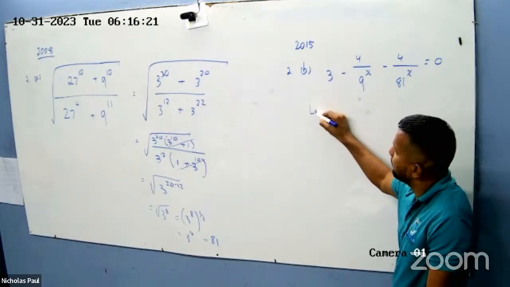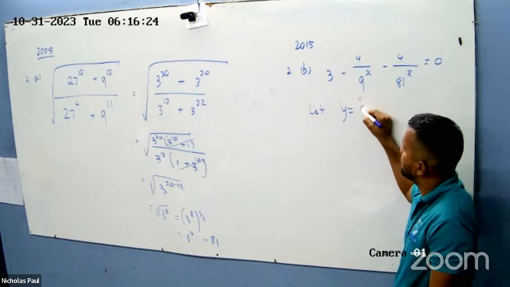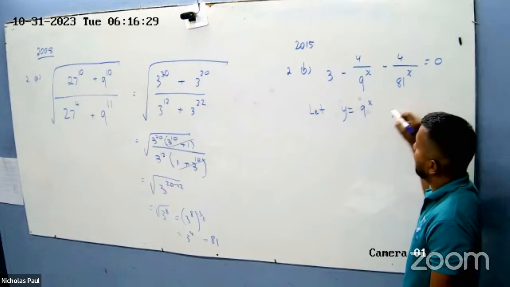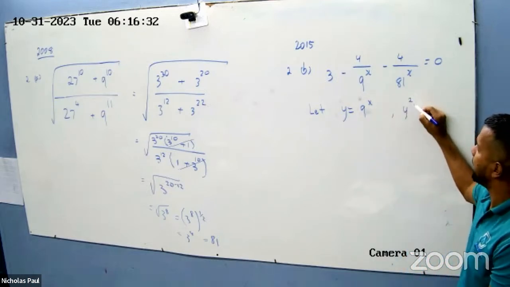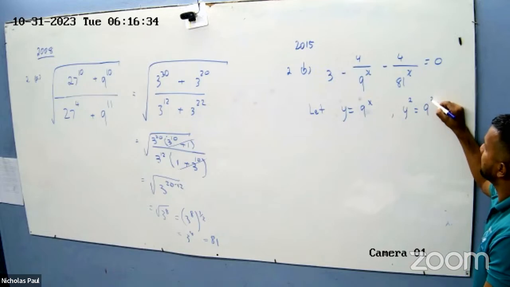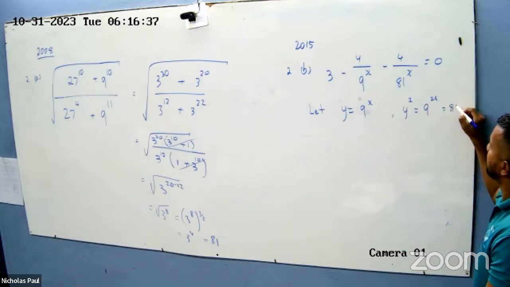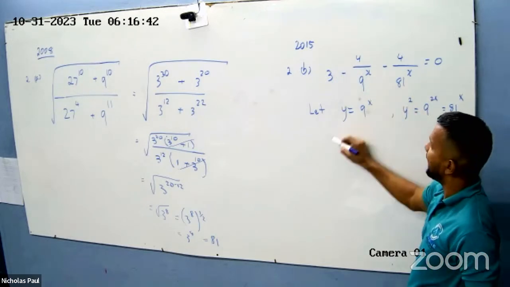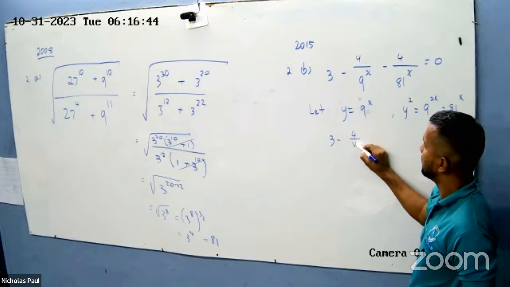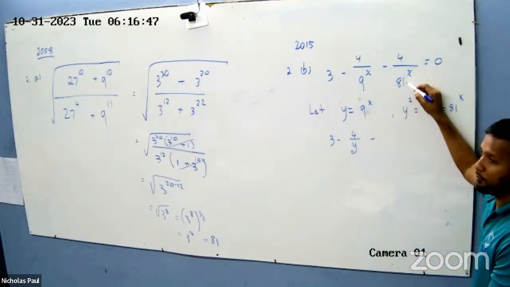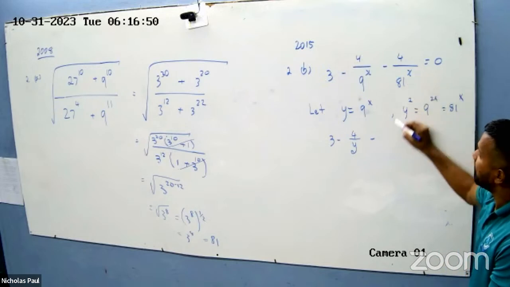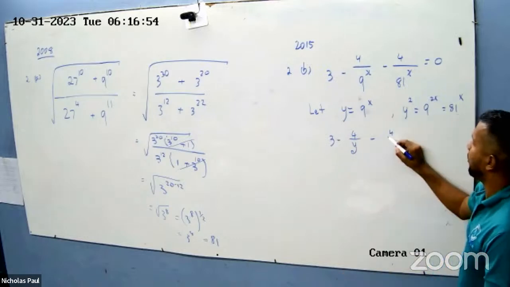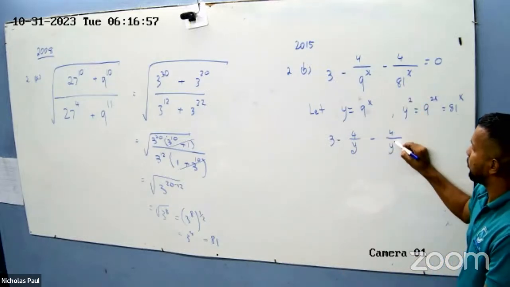Right. So Rihanna said to let y equal 9 to the x. So if y is 9 to the x, what is y squared? 9 to the 2x, which is the same as 81 to the x, right? So I can take off 9 to the x and write y, and I can take off 81 to the x and write y squared.